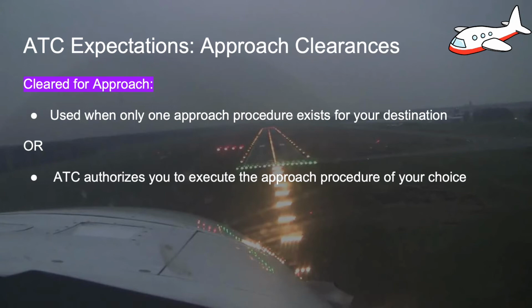Cleared for the approach means that you are cleared for all of the routes and altitudes between you and the runway. If they just say cleared for the approach, they'll use that when there's only one choice, if the airport only has one approach procedure. Or once in a while, ATC will authorize you to just do whatever approach you want if it's quiet out.